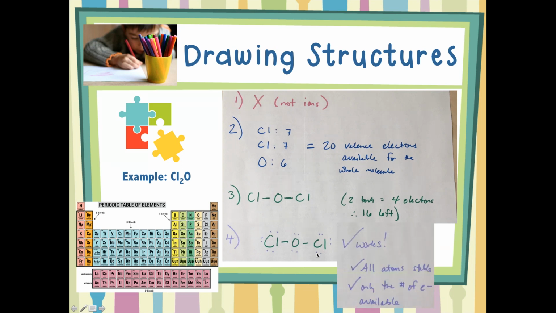So that works. All the atoms are stable, meaning they all have 8 because there's 2 here, 3, 4, 5, 6, 7, 8. 1, 2, 3, 4, 5, 6, 7, 8 for this oxygen, and this chlorine matches this chlorine. So all of the atoms are stable, and we only use the number of electrons that were available, not more, not less. So you have to use all the electrons that are available, but you can't use more than that, and you can't let them disappear. So this would be the structural formula for dichlorine monoxide.